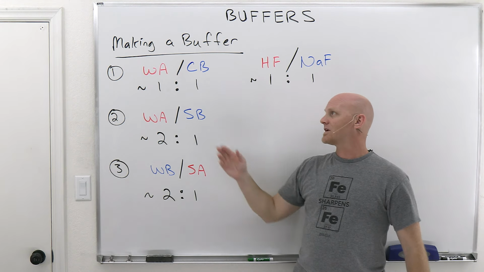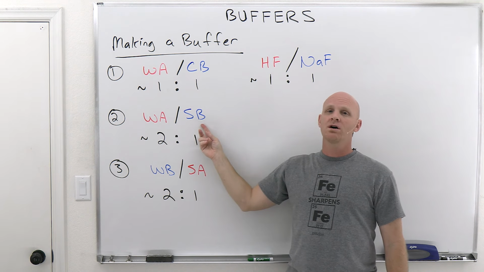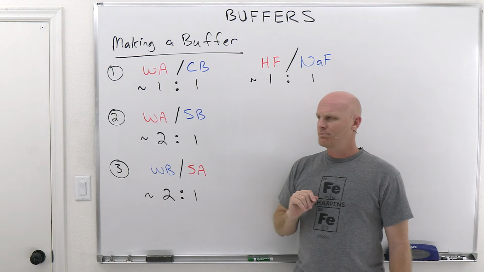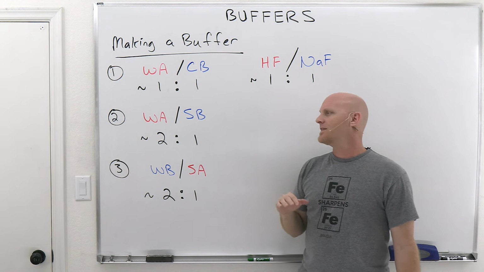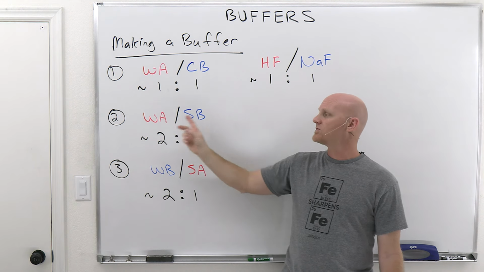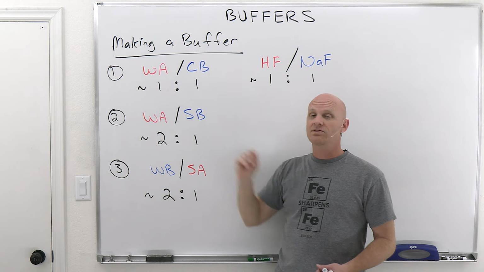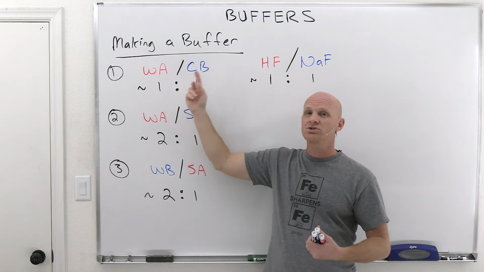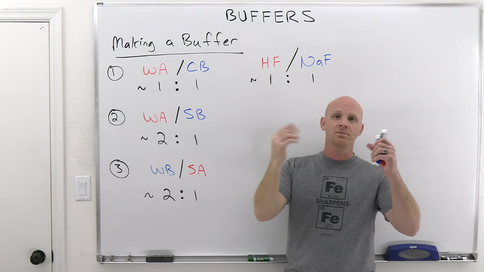But it turns out, instead of just weak acid with conjugate base, you can mix a weak acid with any strong base, or you can mix a weak base with any strong acid. But instead of 1-to-1, now you want a 2-to-1 ratio. And the idea is that when you mix a weak acid with a strong base, the strong base is going to neutralize some of that weak acid, converting it into the weak acid's conjugate base. And when you're done, if you end up with a 1-to-1 ratio of weak acid that's left over and conjugate base that you formed, well, then it's a buffer.